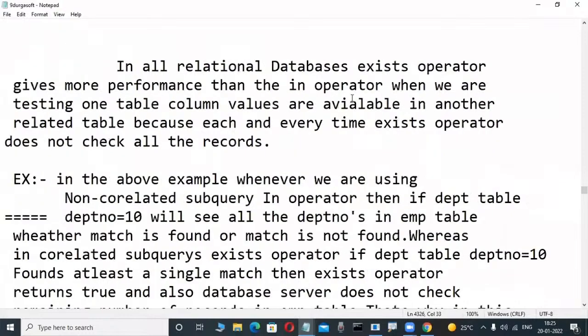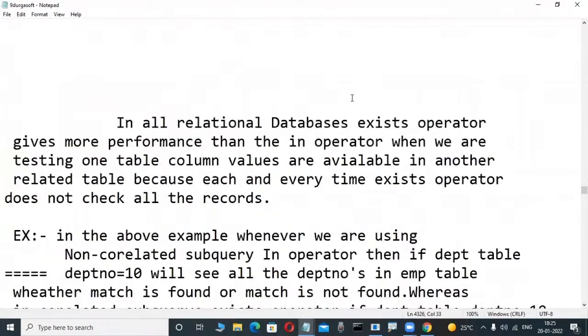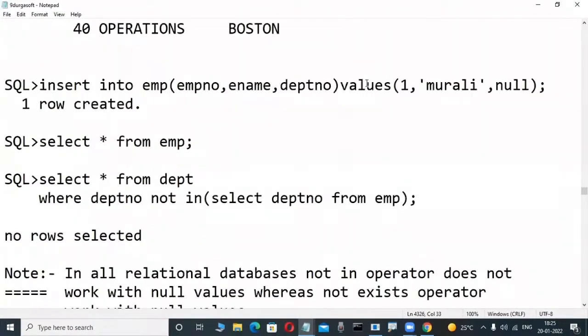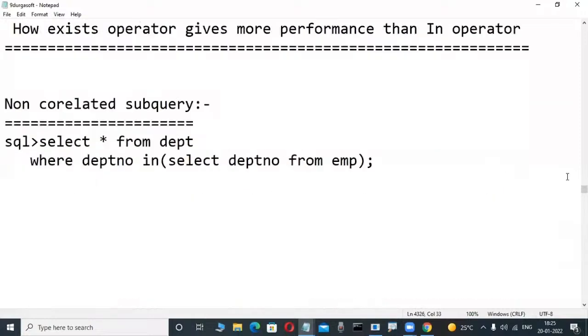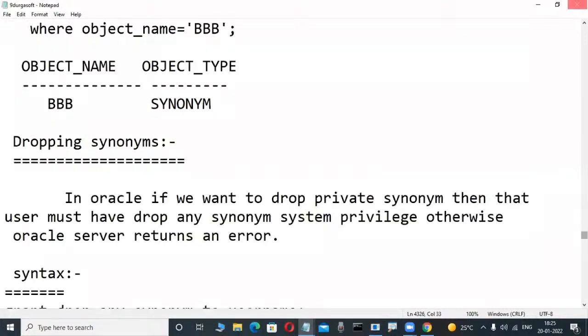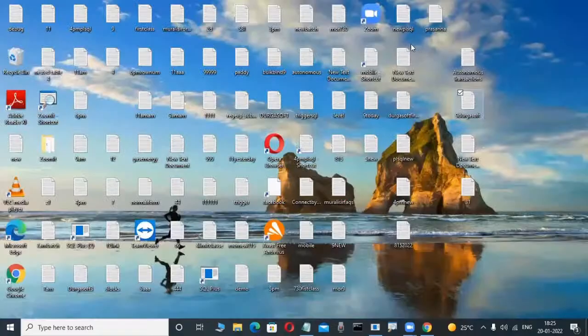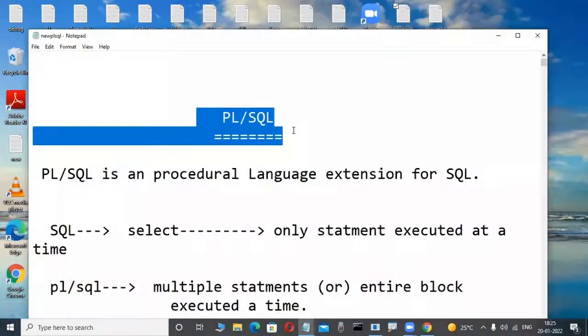Some queries are there, and these are all things we are familiar with. Don't worry. Then database objects, so many things are there, and we are learning them. These are big concepts. Again, PLSQL means a little bit of coding is there. Don't be afraid, this is PLSQL.